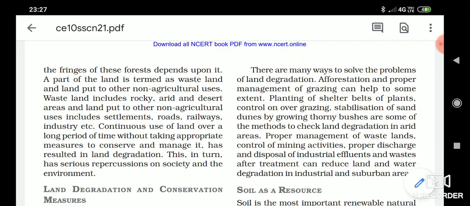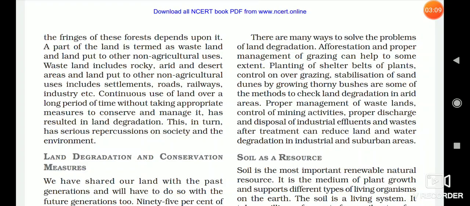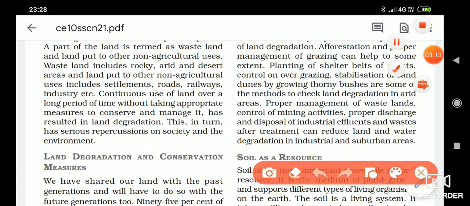Okay, now what is this stabilization of sand dunes? Because sand dunes cause soil erosion, we should grow thorny bushes over the desert area, and it reduces soil erosion. Okay, and these are methods to check land degradation in arid areas.